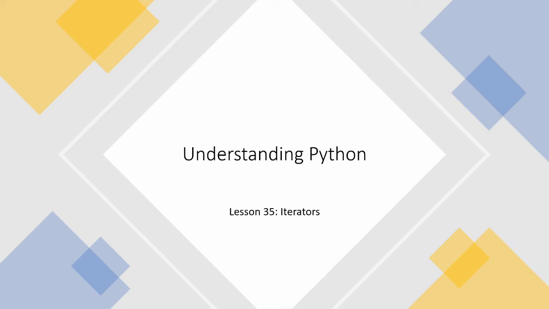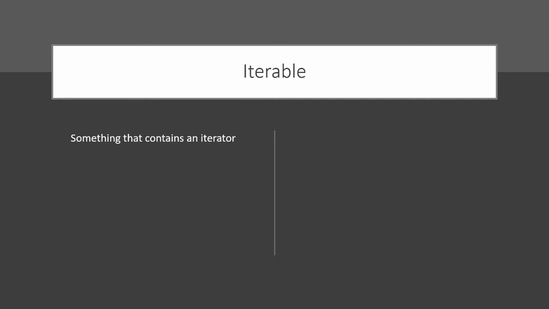Welcome back. Today we're going to be looking at iterators in Python. So what are iterators? Well, iterators are used for looping, and you may recognize this picture as it's been used before. Something that is iterable is something that contains an iterator, and we've already seen these. We've seen lists, strings, dictionaries, tuples, sets, an IO wrapper, so when you read a file.